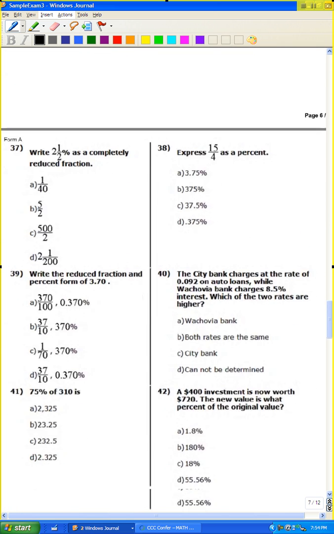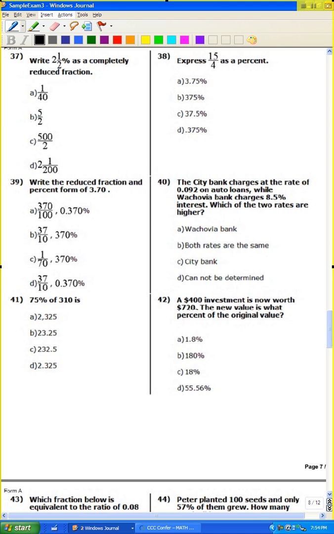37. Write 2.5% as a completely reduced fraction. 2.5 is the same as 2 times 2 is 4 plus 1 is 5 halves. Percent means divide by 100. So 1 over 100. 100 divided by 5 is 20. 1 times 1 is 1. 2 times 20 is 40. And so 1 over 40, A.